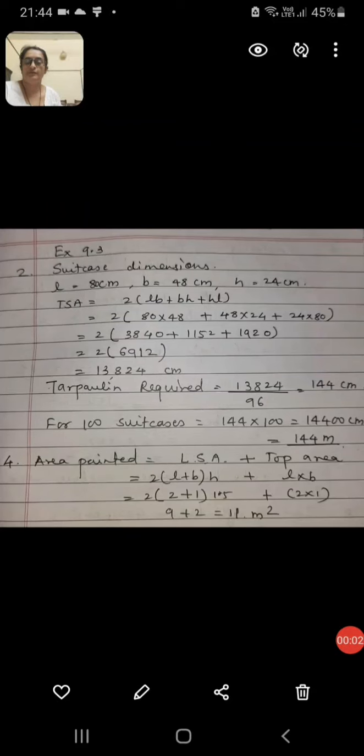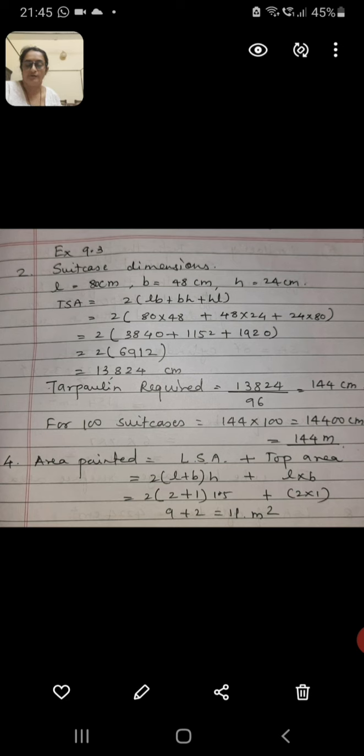Hello children, today we are going to learn the next exercise of lesson mensuration, that is exercise 9.3 and 9.4. In this exercise we are going to learn about solid figures. Solid figures have lateral surface area, total surface area and volume. We are going to learn how to find the lateral surface area and total surface area of a cube and cuboid, the curved surface area and total surface area of a cylinder, and the volume of cube, cuboid and cylinder. Fine. So surface area is the sum of the area of its faces.